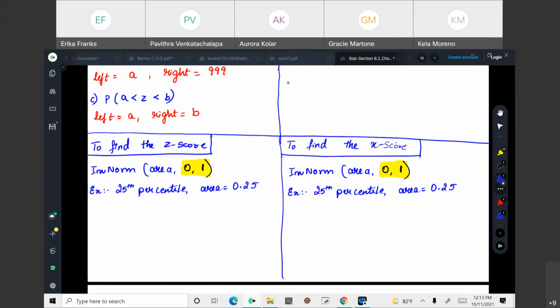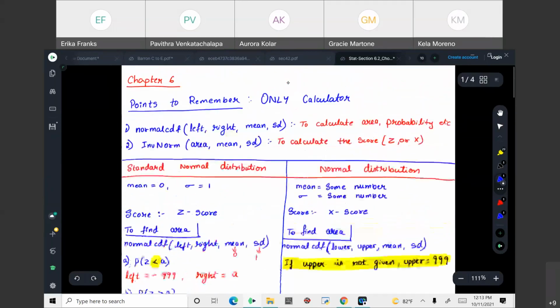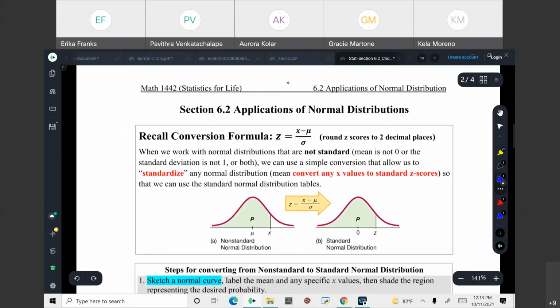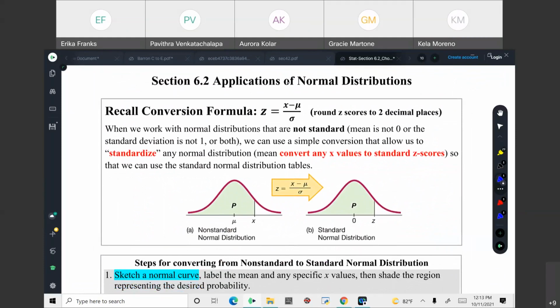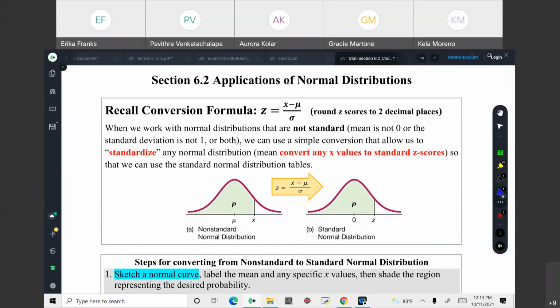Okay. So now that we know how to do this, we have some idea. So let's continue with chapter 6.2. In 6.1, we studied how to find the z-score and the area, right? Now here we will see, using the z-score or the information given, how to find the x-score that is related to normal distribution.